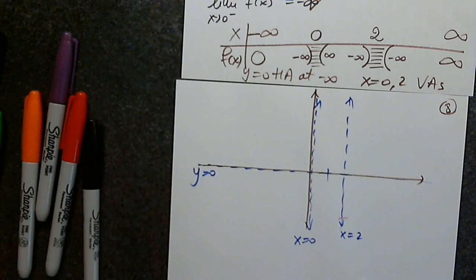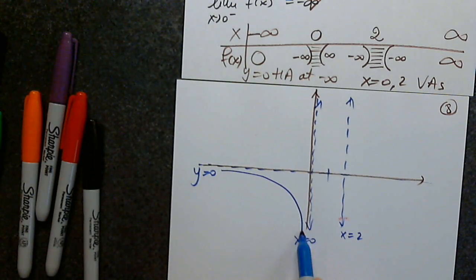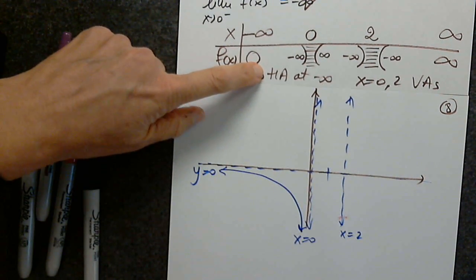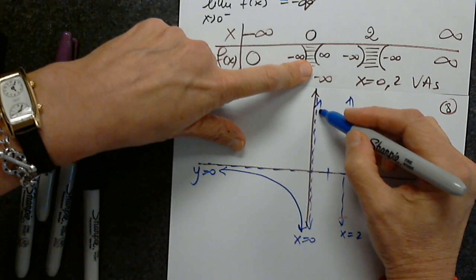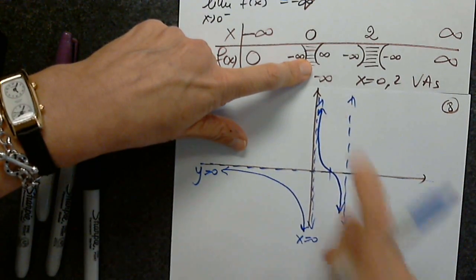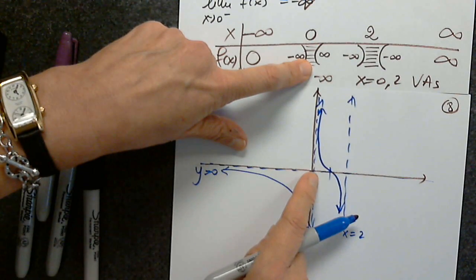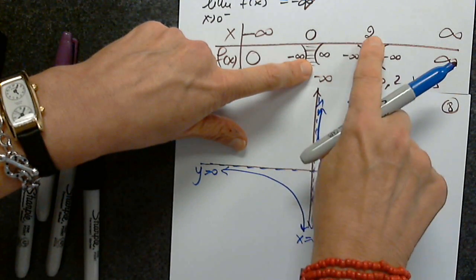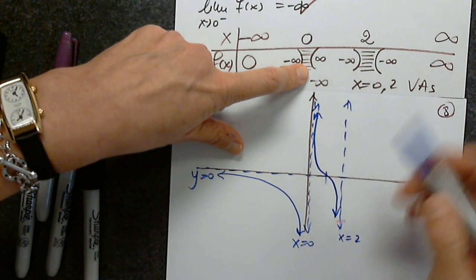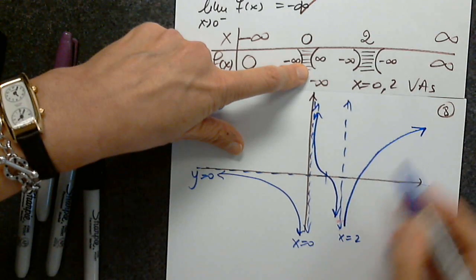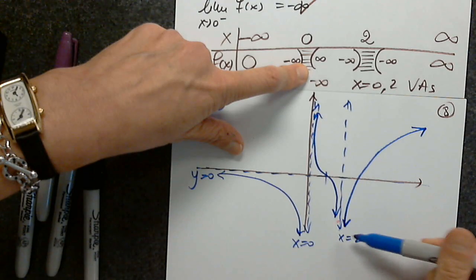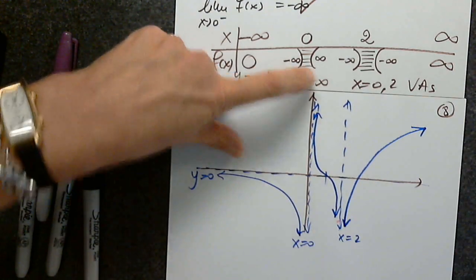From 0 to negative infinity. The first piece is done. In the middle, from positive infinity to negative infinity. From positive infinity on the right hand side of 0 to negative infinity on the left hand side of 2. And on the other side, from negative infinity approaching, when x approaches 2 from the right, to positive infinity.